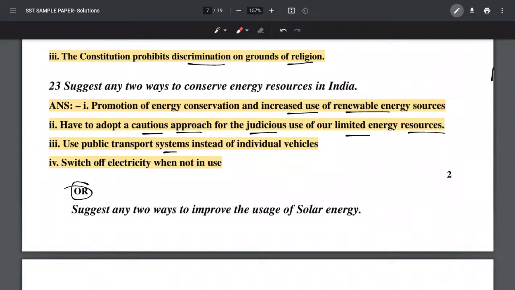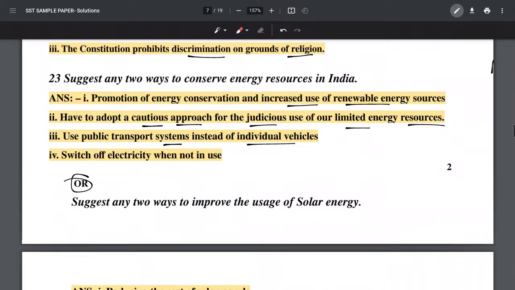Use of public transport systems instead of individual vehicles. With individual vehicles, more problems will be there, and even more pollution. So instead, use public transport like buses, metros, railways, isn't it? Electricity should be switched off when we are not using it, because electricity is again energy, so we cannot waste it, isn't it?